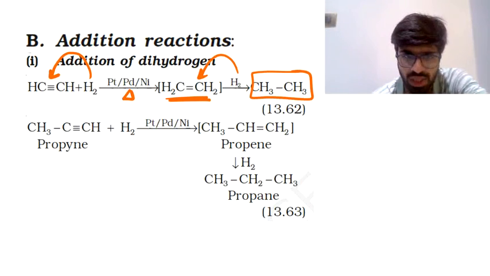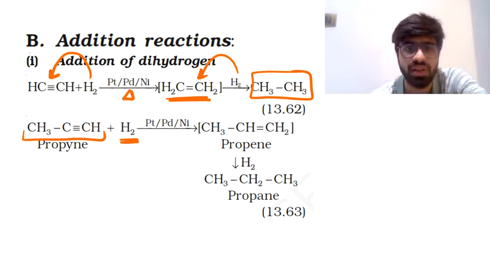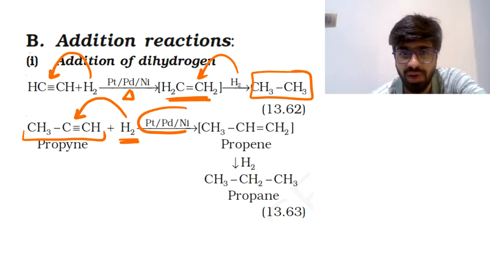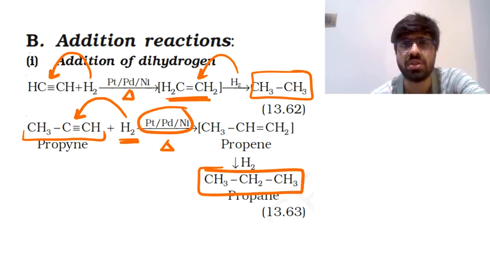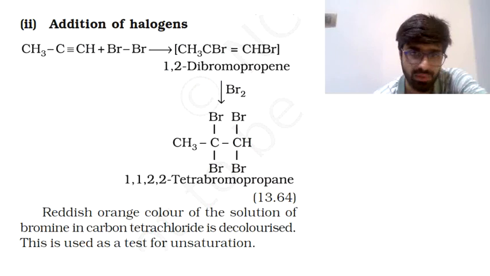and at the alkane stage the reaction finally stops. Even if you are taking propyne, making it react with hydrogen, hydrogen first adds on the triple bond in the presence of platinum, palladium, nickel catalyst at high temperature, forming propene. The reaction doesn't stop there. Further addition of hydrogen continues till you ultimately end up reaching the alkane, which is propane in this particular case.